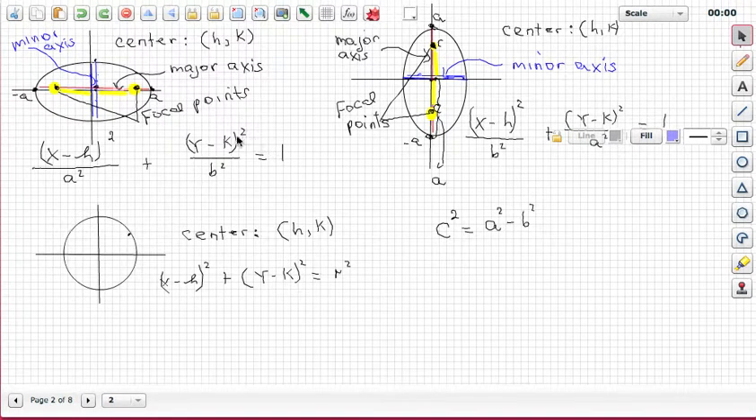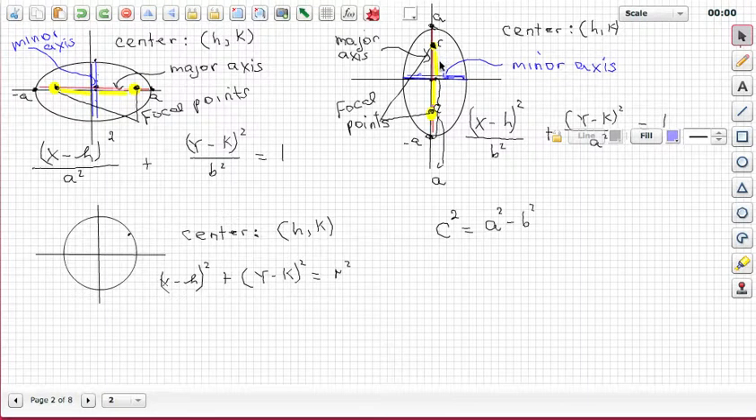The next is the ellipses. We have two shapes here for the ellipse. One is lying along the x-axis, and you could have an ellipse that lies along the y-axis. The longer axis here is called the major axis. In this case, this is the major axis.